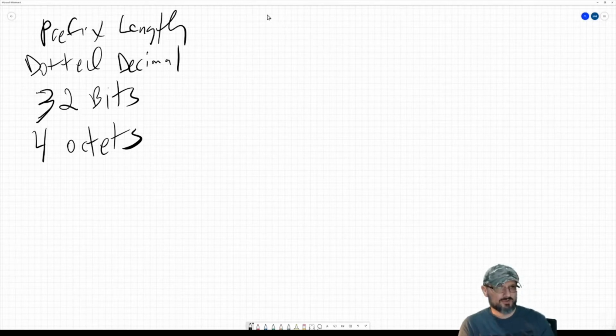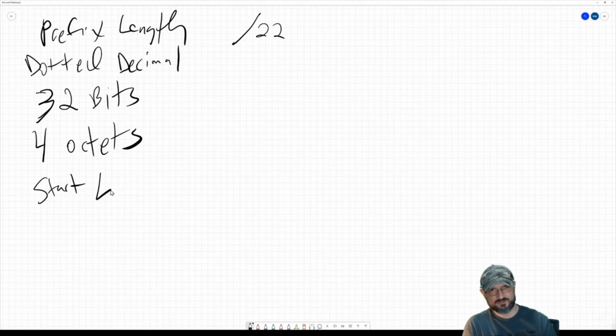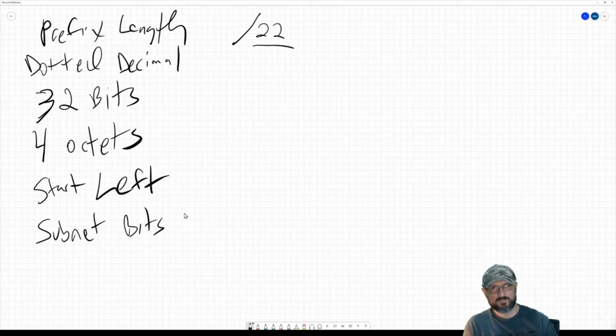So if we take a prefix length of 22, so we say /22, right? What is that? Well, it literally means there are 22 subnet bits in that subnet mask. Subnet bits always start from the left. Always. And there will be 22 of them. And subnet bits are always going to be 1. It will always be set to 1. So there's going to be 22 of those.